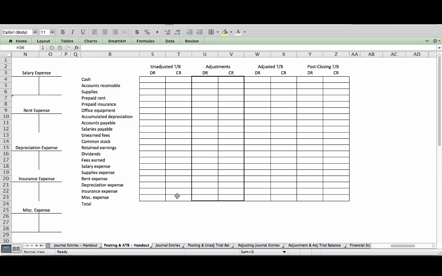Over here is a worksheet I'm going to be using, and this is going to be used to prepare the trial balances. Now we're going to go through three different trial balances. One called the unadjusted trial balance. The second one's going to be called the adjusted trial balance, which is the new balances after we make adjustments. And then finally we have the post-closing trial balance.